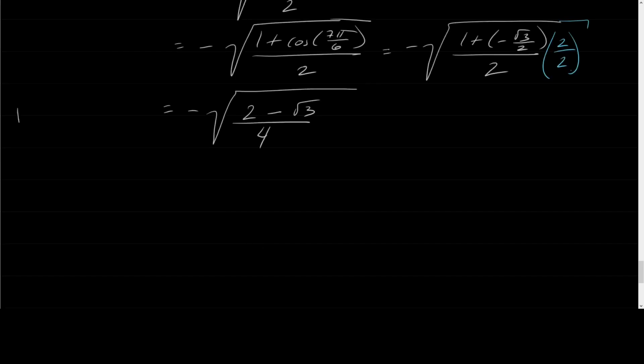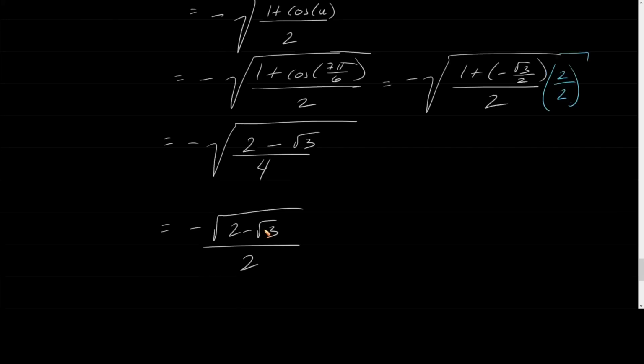But we know that the square root of a over b is just the square root of a over the square root of b. So applying that here, I'm going to end up with simply negative square root of 2 minus radical 3 over the square root of 4, which is 2. And there you go. That would be our final answer there.